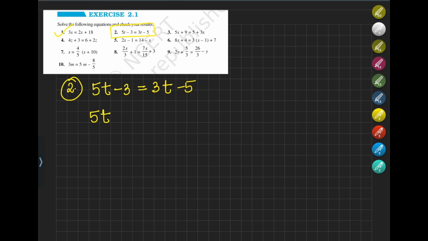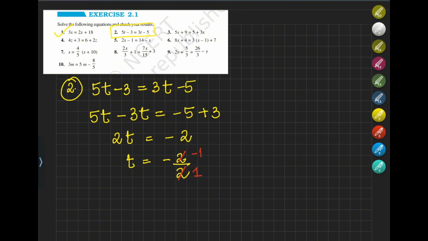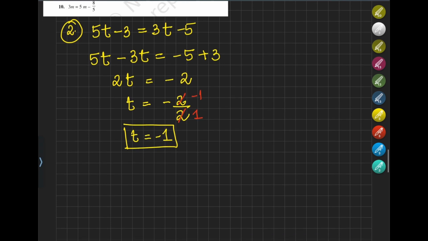So let us isolate the variable on the LHS. So 5t minus 3t is equal to minus 5 plus 3. 5 minus 3 is 2t, and minus 2. So t is equal to minus 2 by 2. We can reduce with 2. So we get t is equal to minus 1. So the value for t is minus 1. Now let us check.